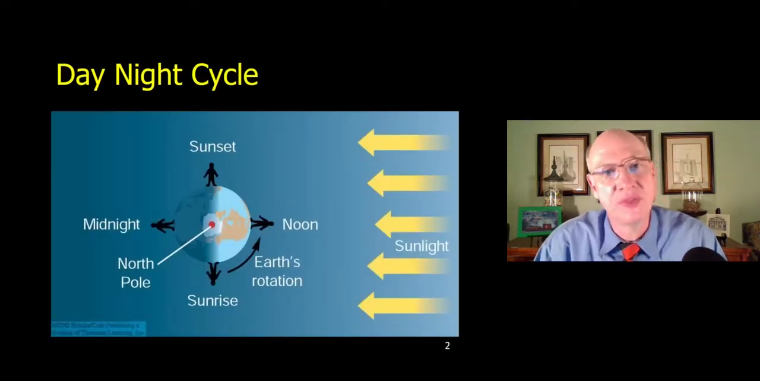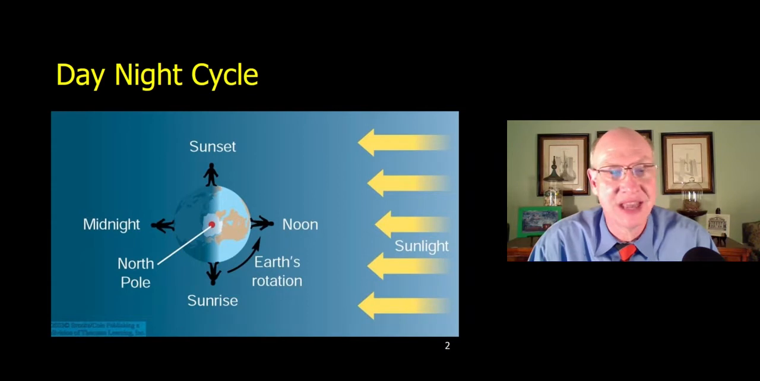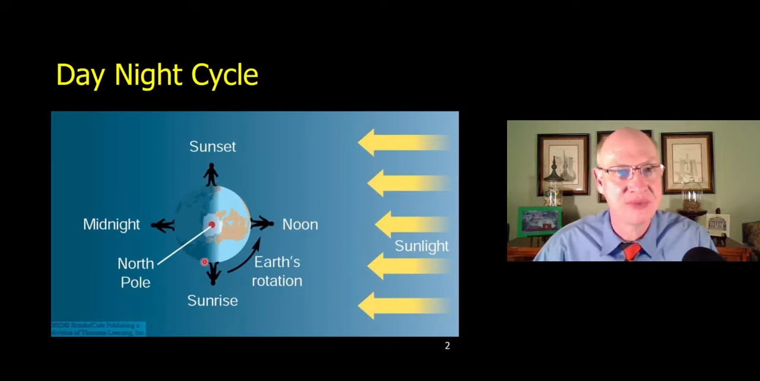We all know that the Earth is rotating on its axis, and it rotates once every 24 hours, and this is what gives us day and night on the Earth. Day on the Earth is simply when we are on the side of the Earth facing towards the sun, and night, of course, is when we are on the side of the Earth facing away from the sun.